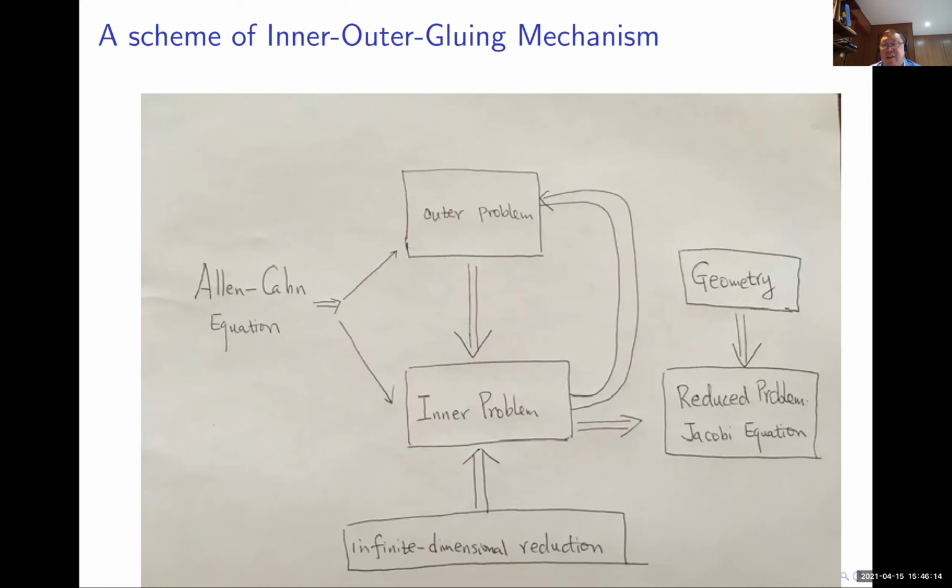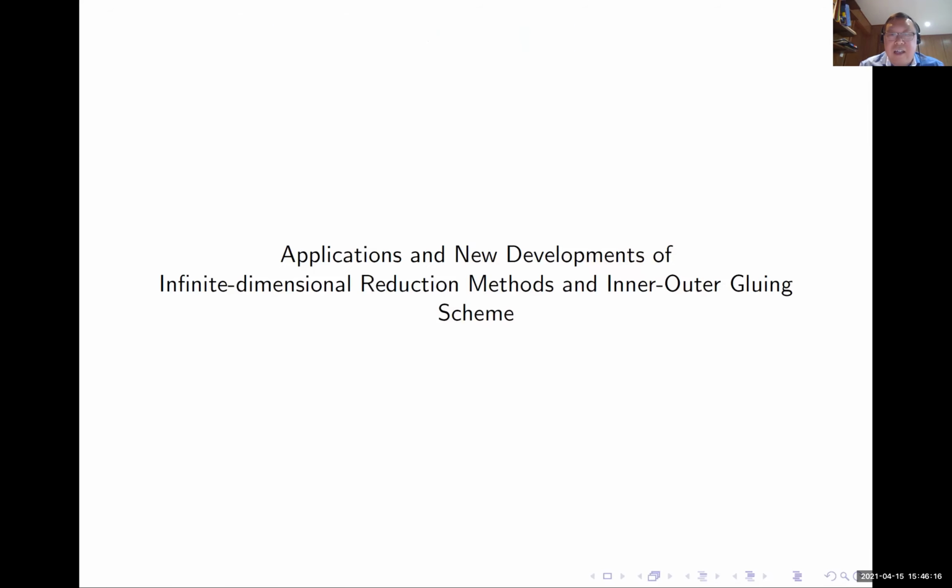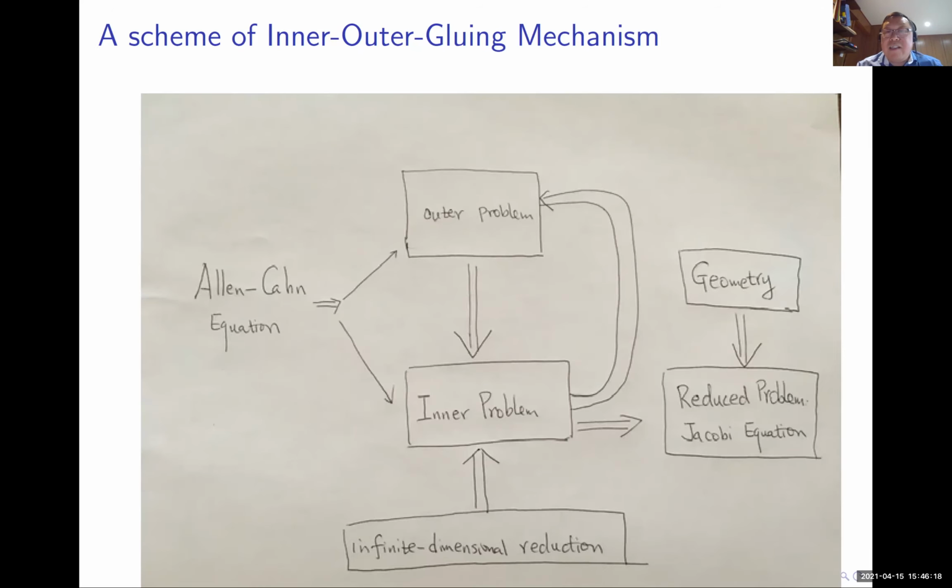I think maybe I stop here today, and maybe next time I will talk about some applications of the inner outer gluing, some new developments of the inner outer gluing. Then I will talk about the inner outer gluing for parabolic problems, critical parabolic problems.